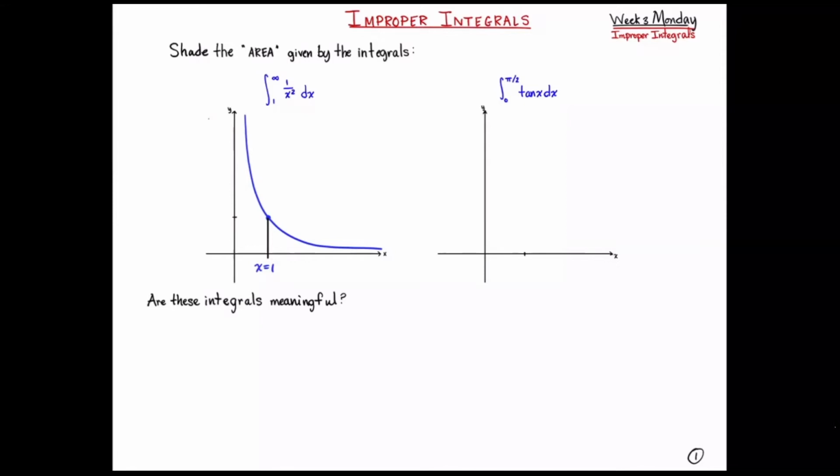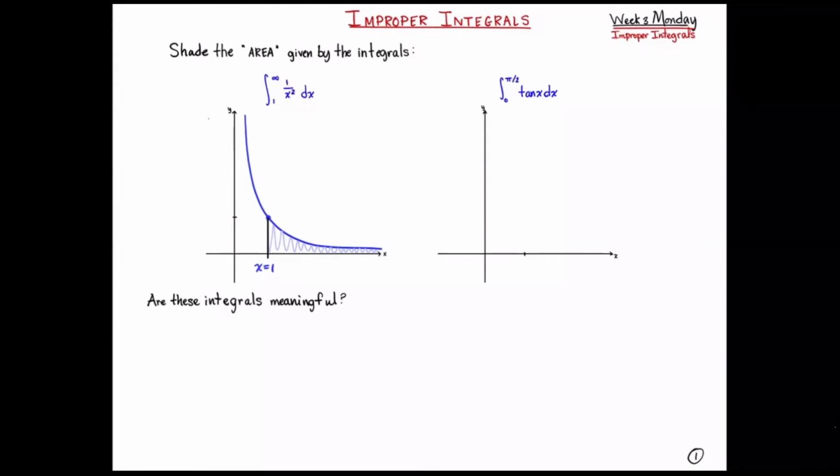For our warm-up today, I asked you to shade the area that's given by these two integrals. Geometrically, when you're looking at an integral from a to b of f of x dx, that's the area under the curve of that function from a to b. In this first integral, we have an infinite length of that curve, an infinite domain. We're going to explore the idea of whether the area under this curve can be finite, even though the bounds on our integral are infinite.